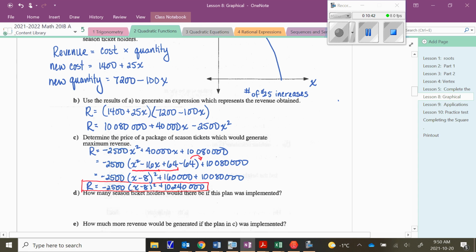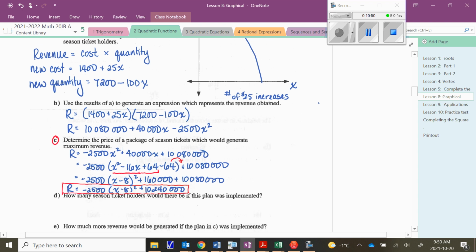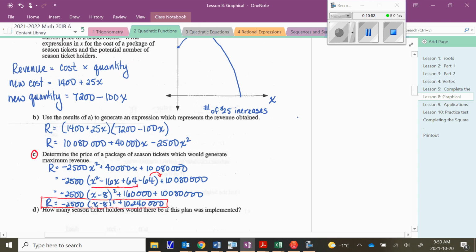So when we answer this question, when it says determine the price of a package of season tickets that would generate the maximum value, then we look at our new cost, and you can see back at the beginning where we had written new cost is equal to 1,400 plus 25 times 8, because 8 increments is going to do that. So 1,400 plus $200, that tells us that $1,600 is going to be the new cost for our season tickets.